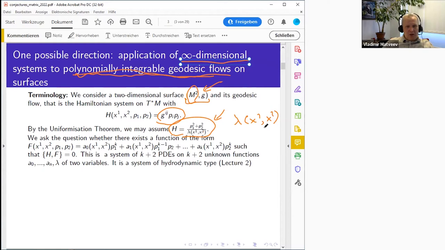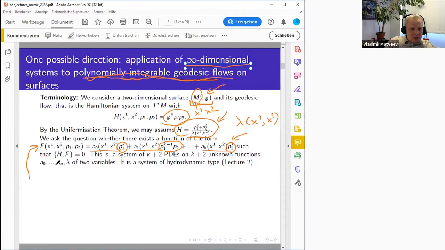Next, we ask whether there exists a function which is a homogeneous polynomial in momenta. You see that we have coefficients which are locally functions on our manifold, depending on the coordinates x1 and x2, and p comes in polynomially. The homogeneity is not a restriction. I did not write the word, of course, integral: the function is an integral such that the Poisson bracket with h is equal to zero. Under this assumption, one can concentrate on integrals which are homogeneous polynomials in momenta, because if there is a sum of terms of different homogeneity, then each of them is an integral as well.